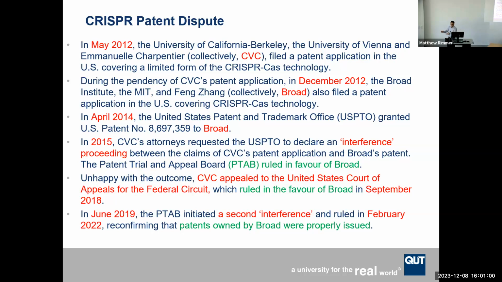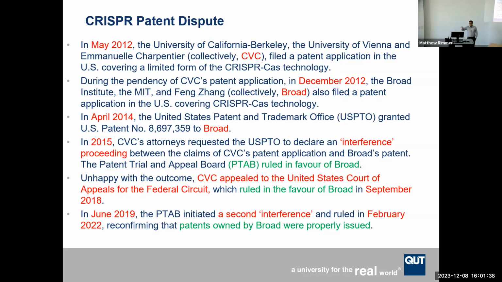Another team, in December 2012, the Broad Institute, MIT, and Feng Zhang, collectively Broad, filed a patent application for the same innovation, CRISPR-Cas technology. Now, in April 2014, the United States Patent and Trademark Office, USPTO, granted a US patent to Broad. You can notice that the first application was brought by CVC, and the patent was granted to Broad.